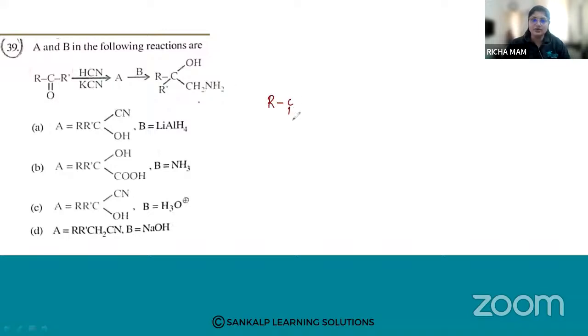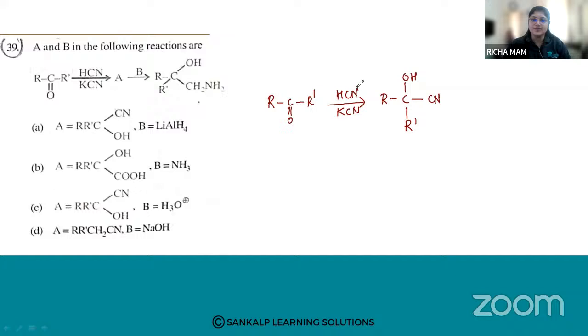So I have a ketone. I am treating it with HCN and KCN. So it will undergo a nucleophilic addition reaction. At the carbonyl carbon, the C double bond O bond will break and form C-OH with R' and R', and at this carbon you will have CN.